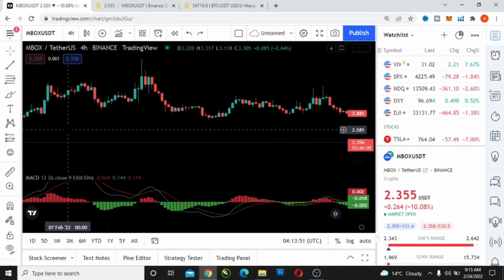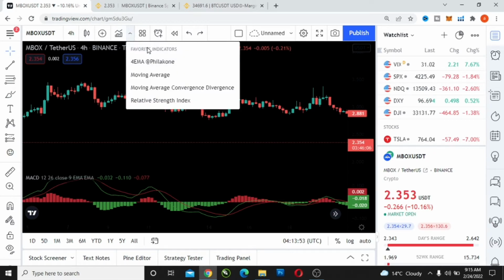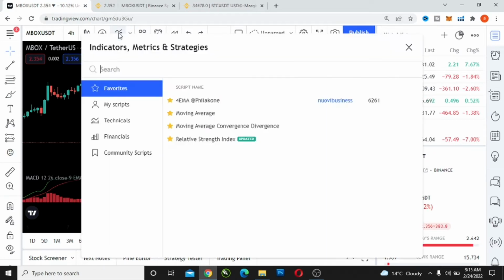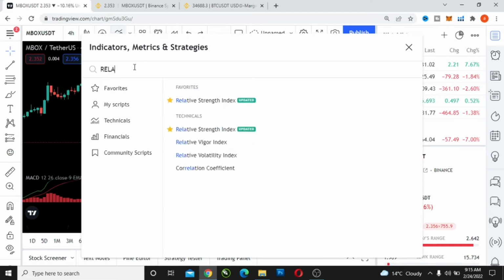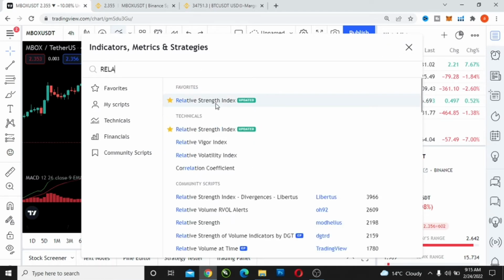So the next very important indicator is the relative strength index, this one.